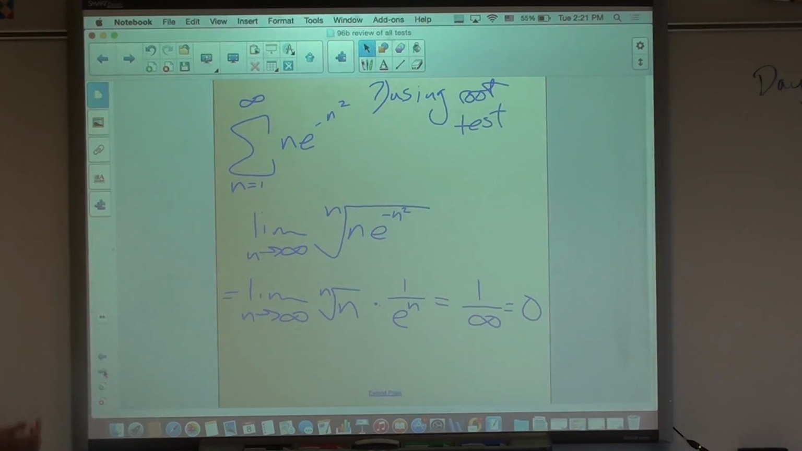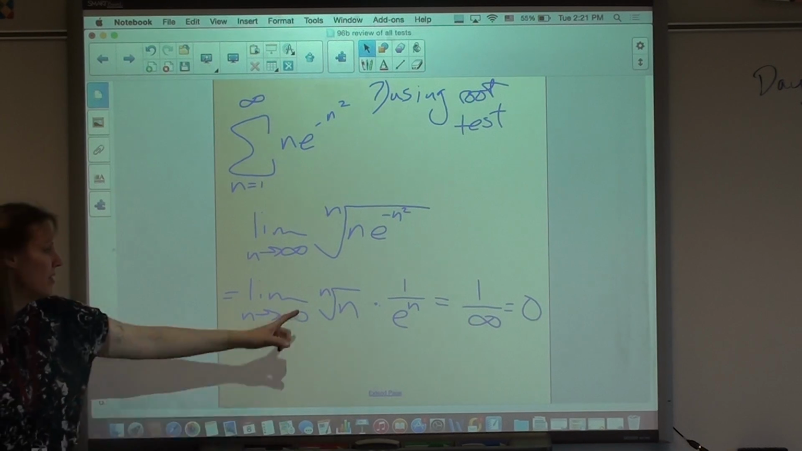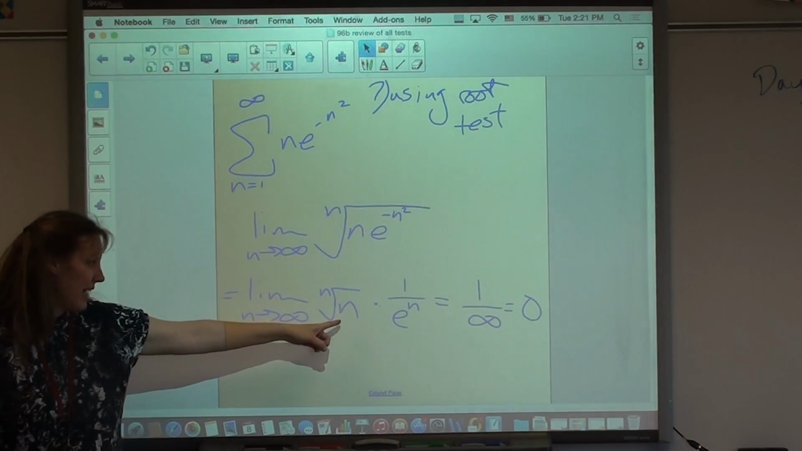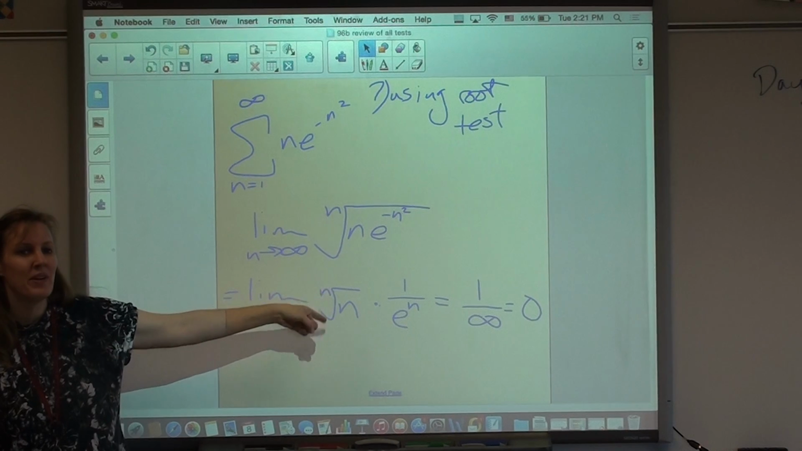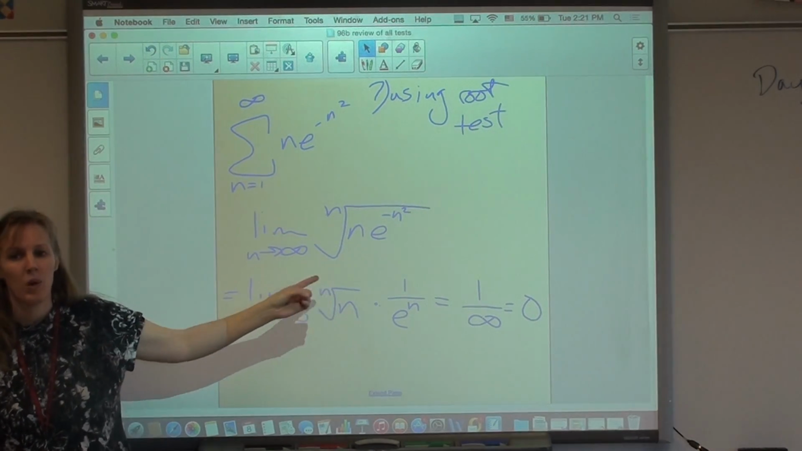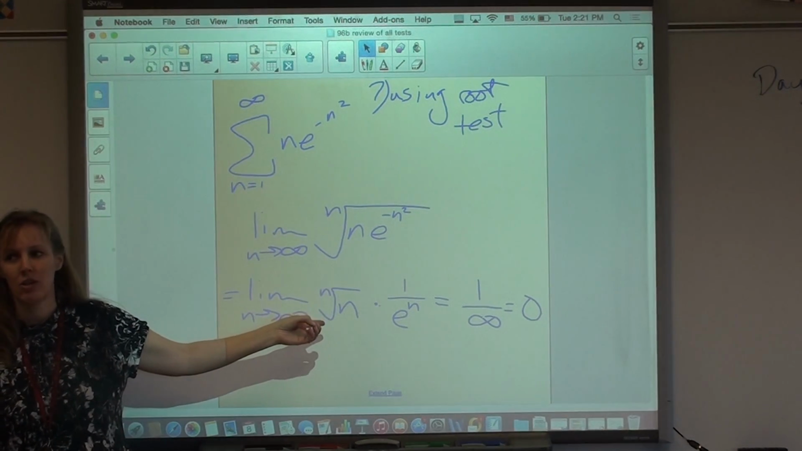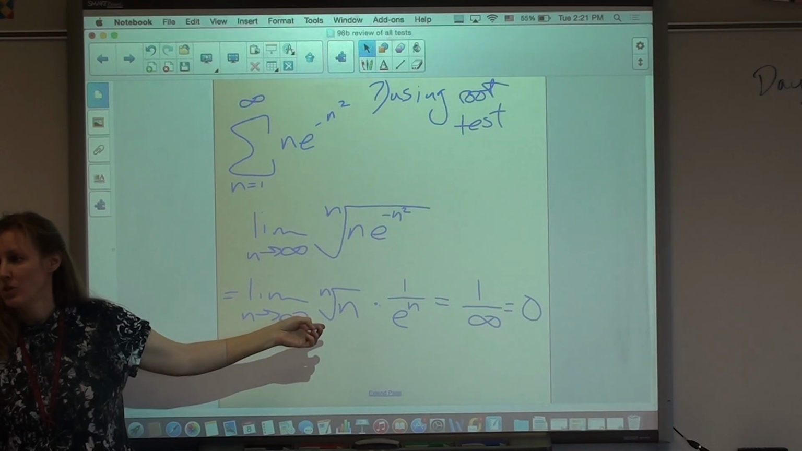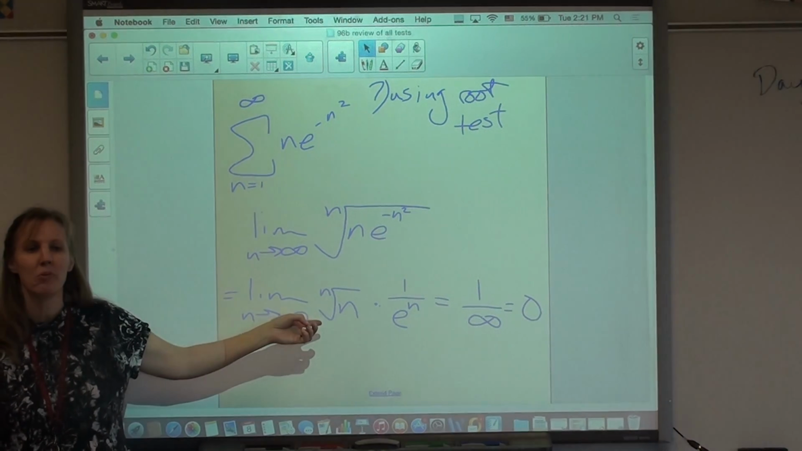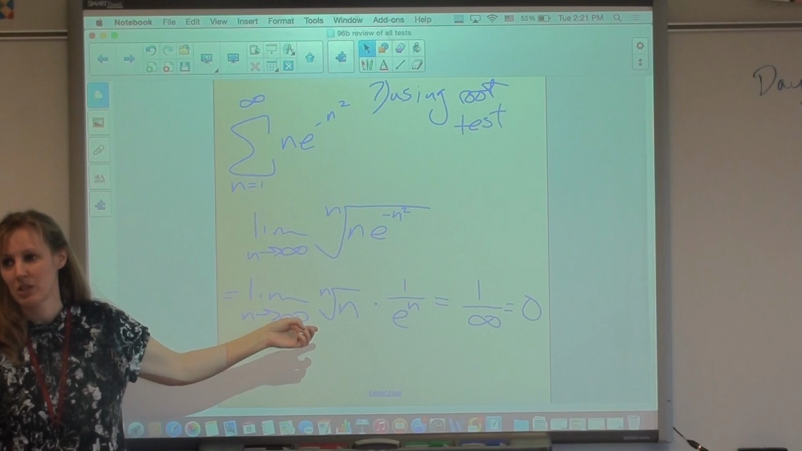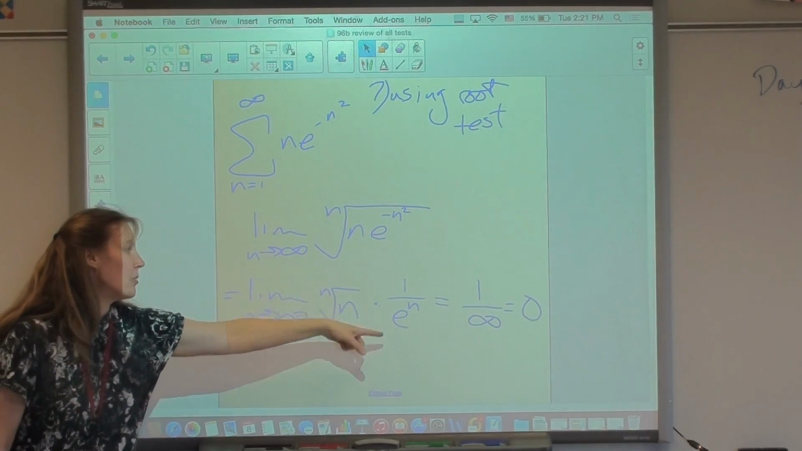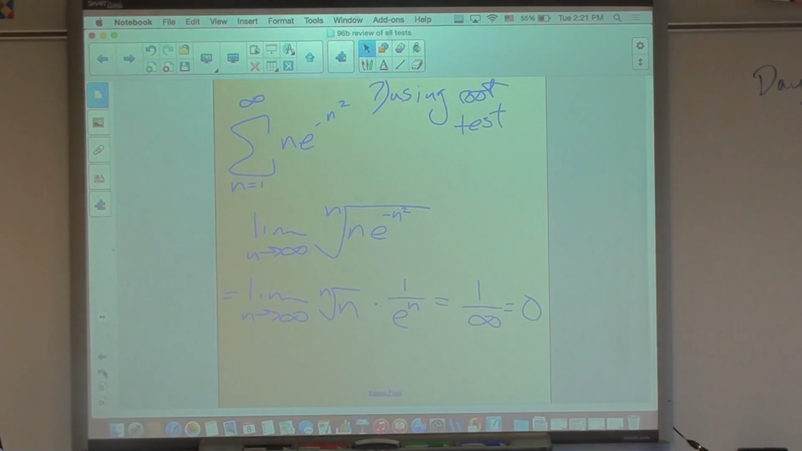Anyway, if you do it using the root test, remember you're taking the limit as n approaches infinity of the nth root of n. You can prove that this is 1. It's in your book, there's a whole little thing on it. You have to do it in your homework: prove that the nth root of n is 1. So this is 1, you get 1 times 0, which is 0, essentially.